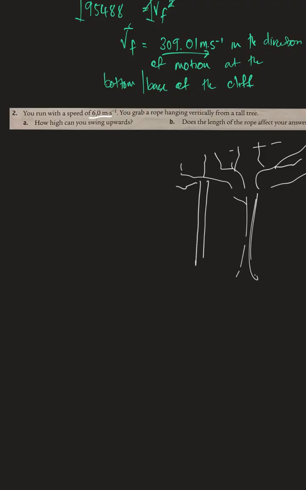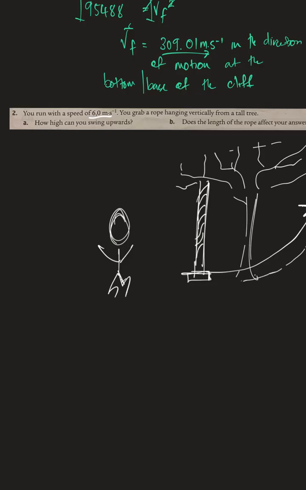So here's your rope. And you're going to grab onto it. So here you are here, and you're going to run, and you're going to grab onto this. And when you grab onto this, you're going to swing. And when you get to your highest point here, you're going to stop. And then you're going to swing all the way back. So what you're forming is a pendulum.